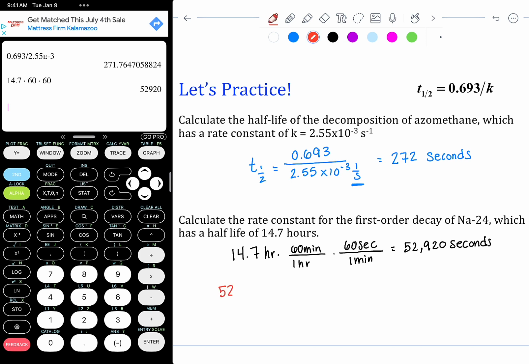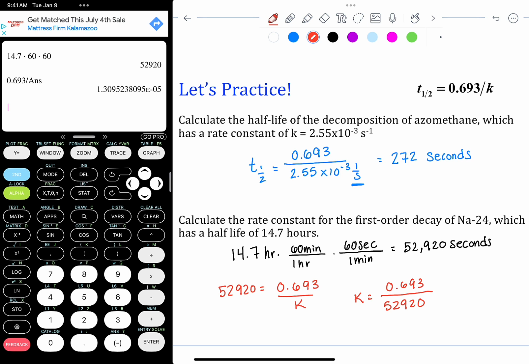So 52,920 is equal to 0.693 over k. So k would equal 0.693 divided by 52,920. So we'll take 0.693, divide it by that answer, and we get a rate constant of 1.31 times 10 to the minus 5 1/seconds. So for half-life in those integrated rate laws, that's all we need to know for our first order reactions.